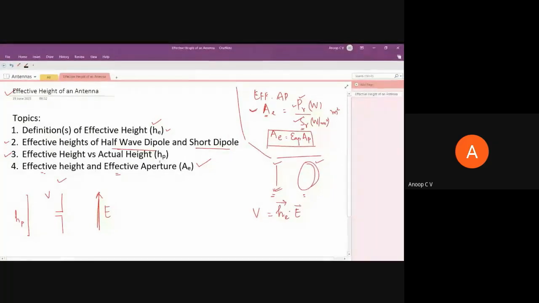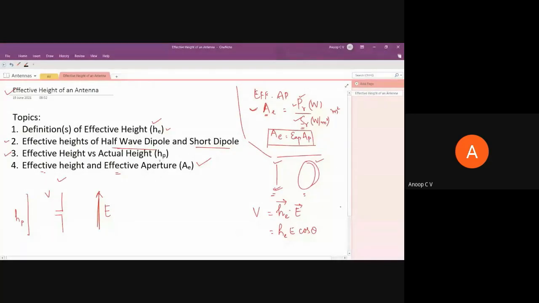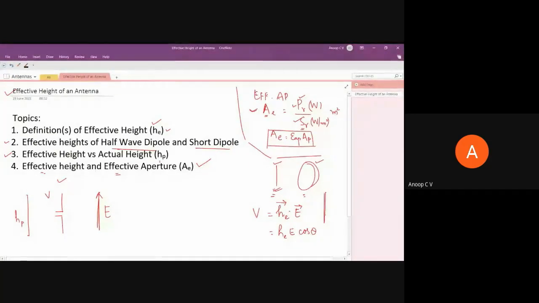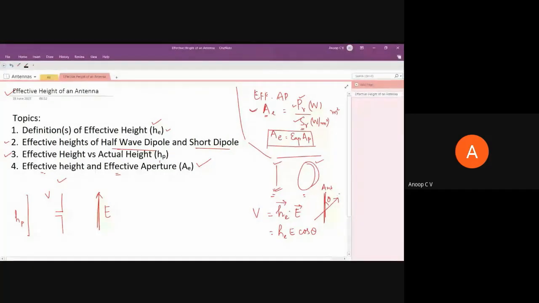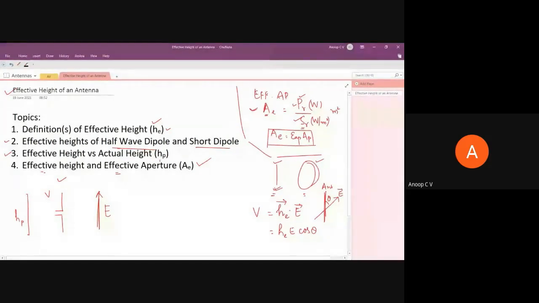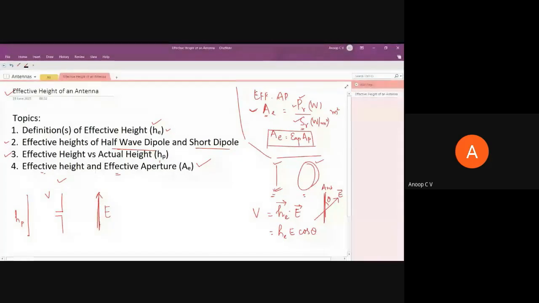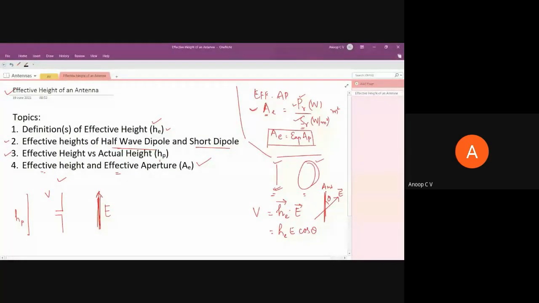This is the actual definition, which means it is HE times E times cos theta. Where theta is the angle between the orientation of the antenna and the orientation of the electric field. But in most cases, we will assume this electric field has the same polarization as that of the antenna.